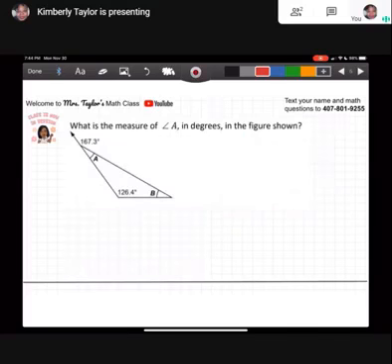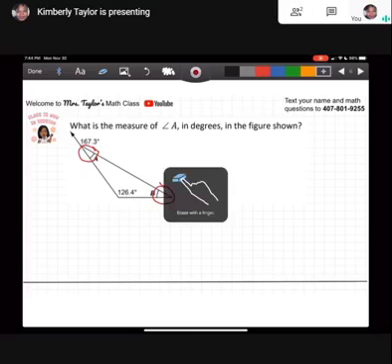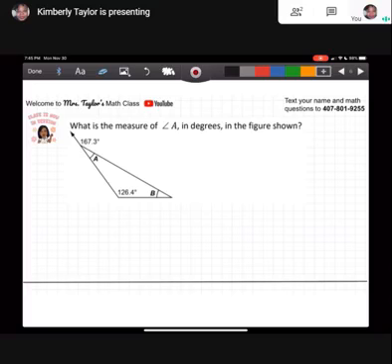So this question says, what is the measure of angle A in degrees in the figure shown? As a geometry teacher, I do have a problem with this question. If you notice right here, these angles are marked the same, but they're not the same. We teach our students that if they're marked the same, then they're congruent. But that's not the case in this question. Whatever, that's just my personal thing I don't like about this question. But anyway, I'll do the problem.